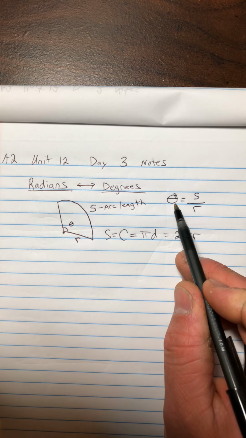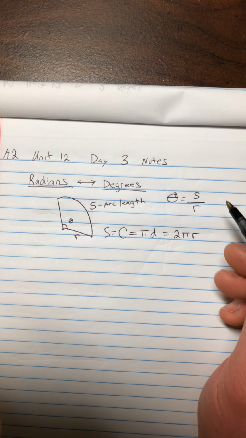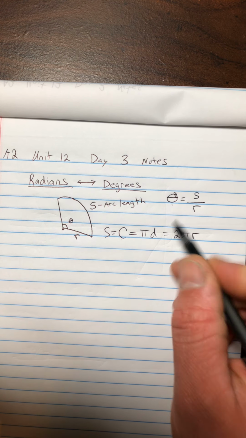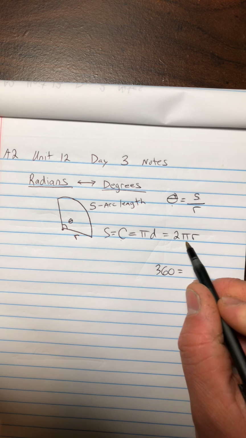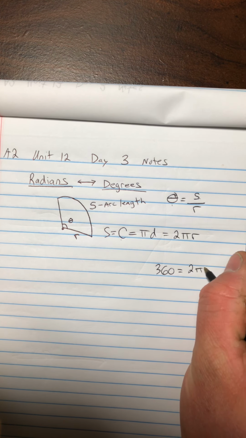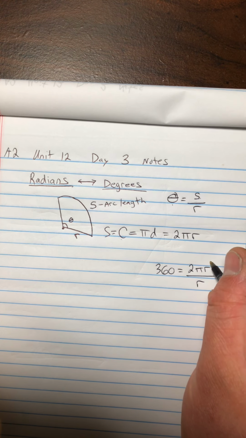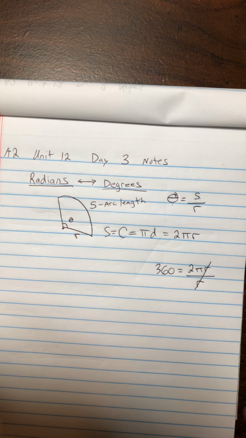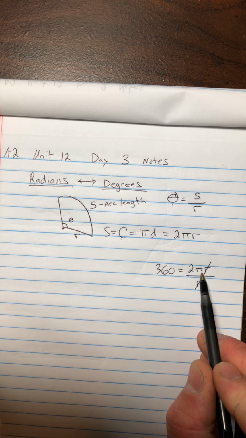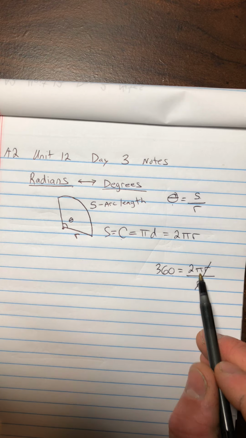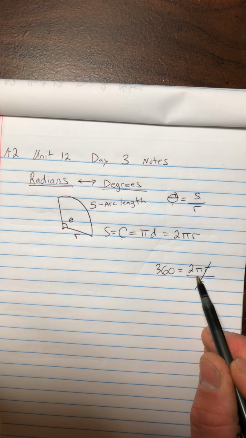How many degrees are in a circle, though? That's 360 degrees. So I could say, let's convert this to 360. Well, S we just said is 2 pi r, and this is r divided by r, so those r's can cancel out. So 360 degrees is the same as 2 pi radians. It's essentially your conversion right there. Once you know that conversion, you can convert pretty much anything.